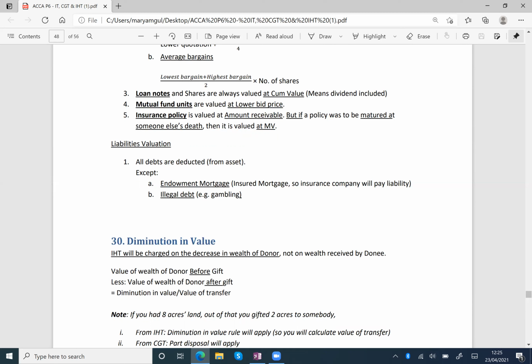And residence nil rate band is always available to this person on the death estate. Residence nil rate band is always available on the death estate. I will discuss the residence nil rate band separately, but I want to discuss a question with you on the death estate, so you will have an idea how to calculate the death estate. So one minute, hold on.